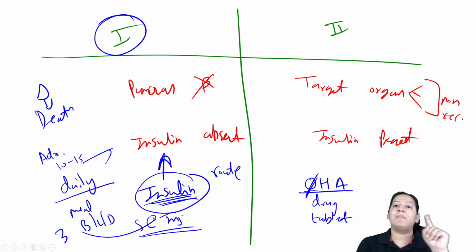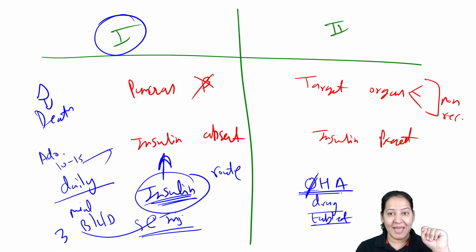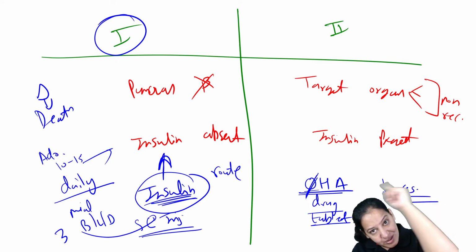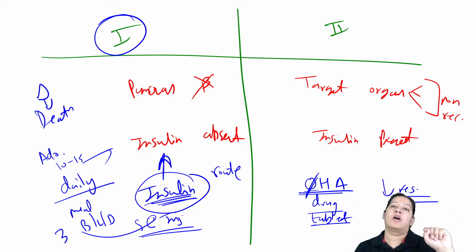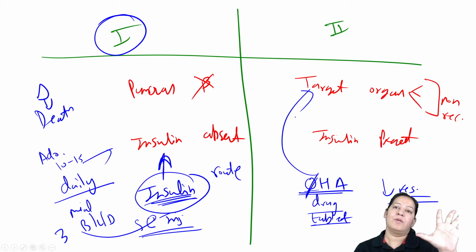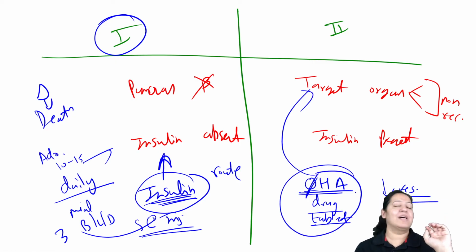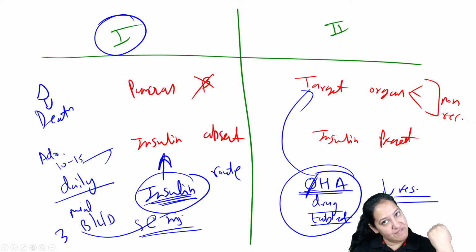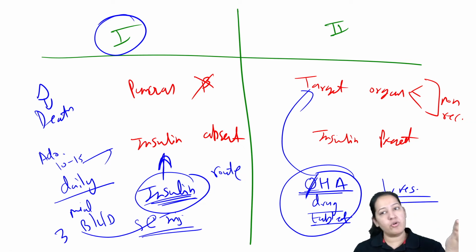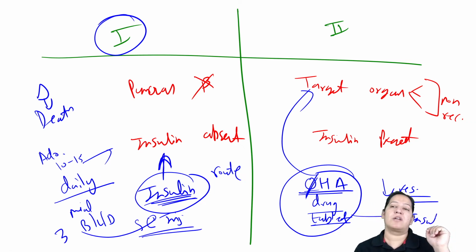In type 2, the treatment is a tablet, an oral hypoglycemic agent that will reduce the resistance of the insulin. It will act on the insulin receptor on the target organ and reduce the resistance of the insulin. Initially, we will try with oral hypoglycemic agents. If the blood sugar level is controlled, it's good. If it is not controlled, the last resort here also is artificial insulin.